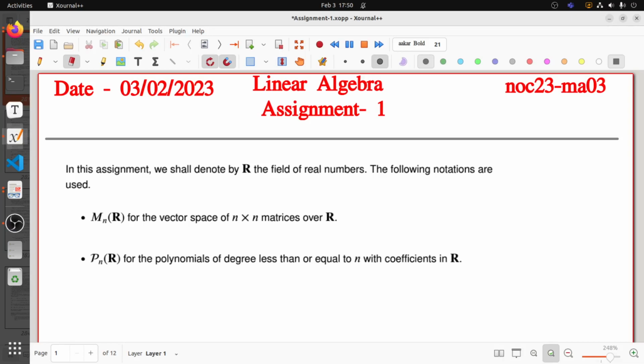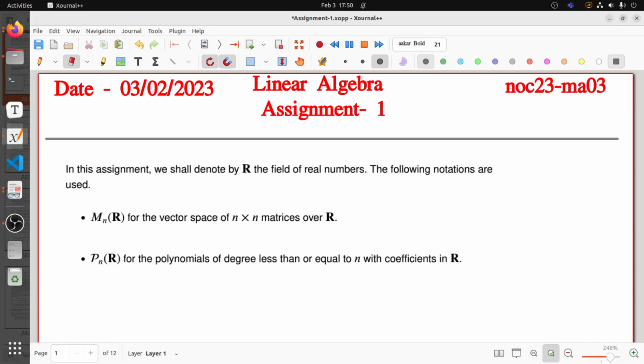Take two matrices, [A1, B1; C1, D1] and [A2, B2; C2, D2]. How will we define the addition? Coordinate-wise. The first entry: we add A1 with A2, B1 with B2, C1 with C2, and D1 with D2. So this is our addition.